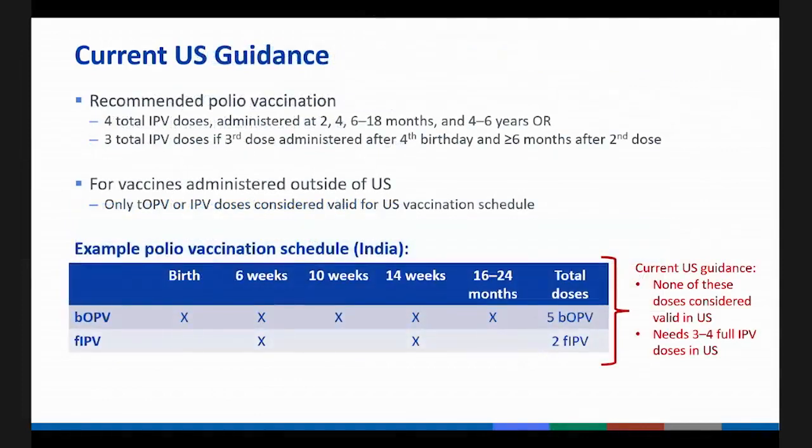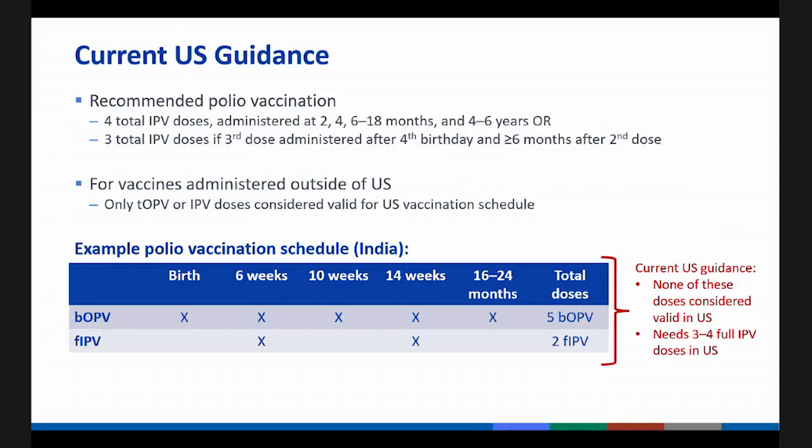For the US, the current US guidance recommends a total of either 3 or 4 doses of IPV, depending on the age of the last vaccination. And the guidance when assessing vaccine records for vaccines administered outside the US is that only trivalent OPV doses or IPV doses are considered valid for the US vaccination schedule.